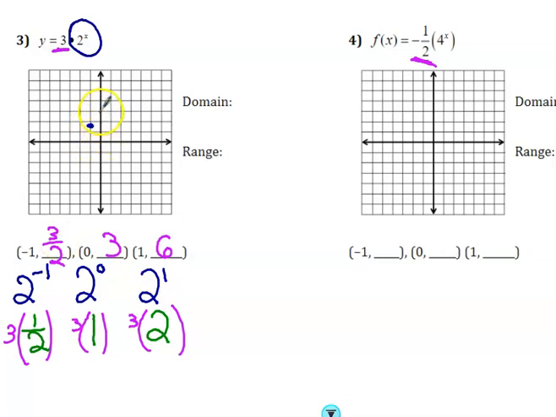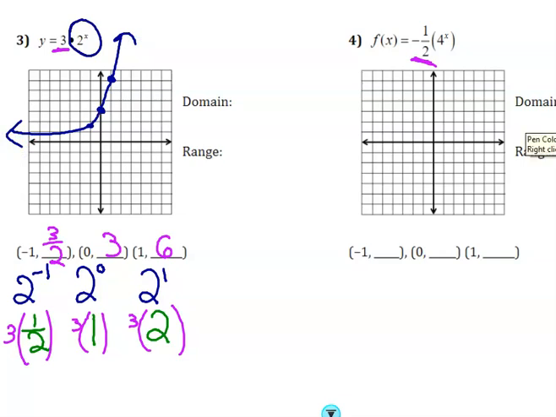0, 3, 1, 2, 3. Oh, look at that. So instead of it being at the 1, it's going to be at the 3. And then 1, 6. Over 1 up 6. 1, 2, 3, 4, 5, 6. Okay? We still have a curve. It's still a growth. It's just moved up a bit.